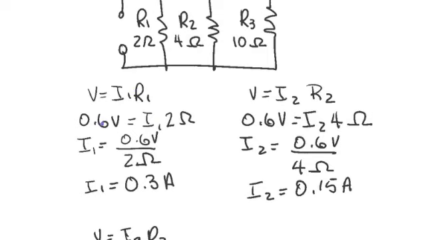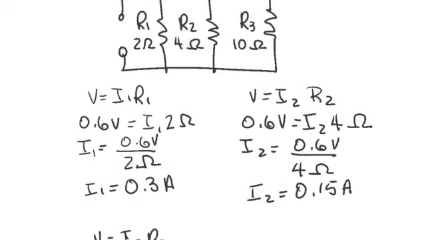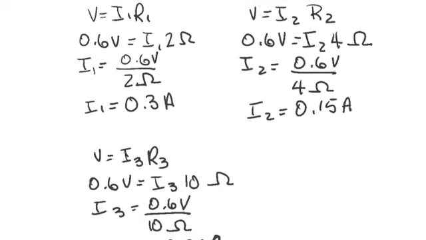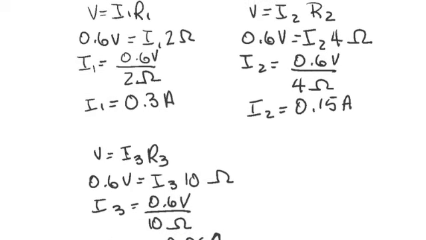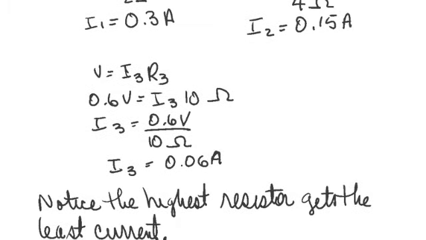Resistor number 1, V equals IR. 0.6 volts equals current number 1 times 2 ohms. Doing the arithmetic gives us 0.3 amps. Following the same procedure for leg number 2, we find that the current is 0.15 amps. And lastly, we see that for number 3, we get 0.6 amps flowing through that leg. Notice the highest resistor gets the least amount of current.